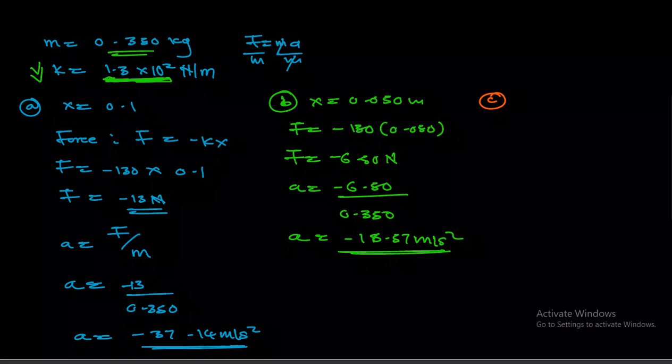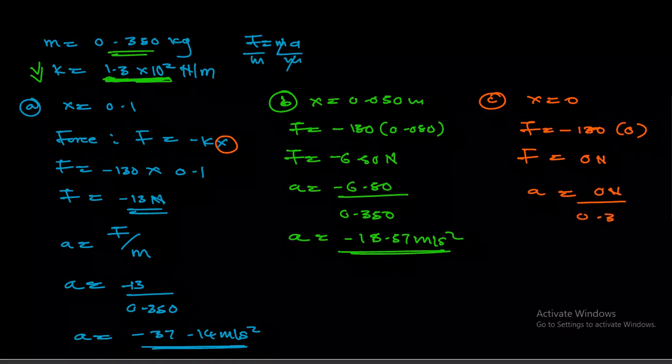So we are going to say our force at x is equal to 0. Our force is going to be equal to negative k, which is 130, times our x, which is 0. So I have the force, which is 0 Newton. Okay, what about acceleration? It is equal to force over the mass, which is 0 over 0.35 kg. Acceleration is also 0.